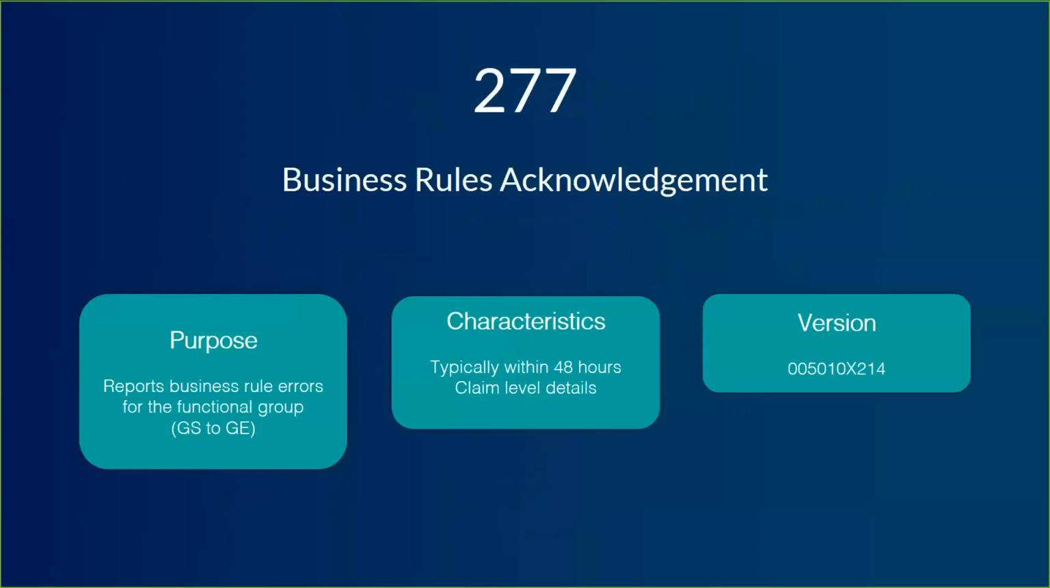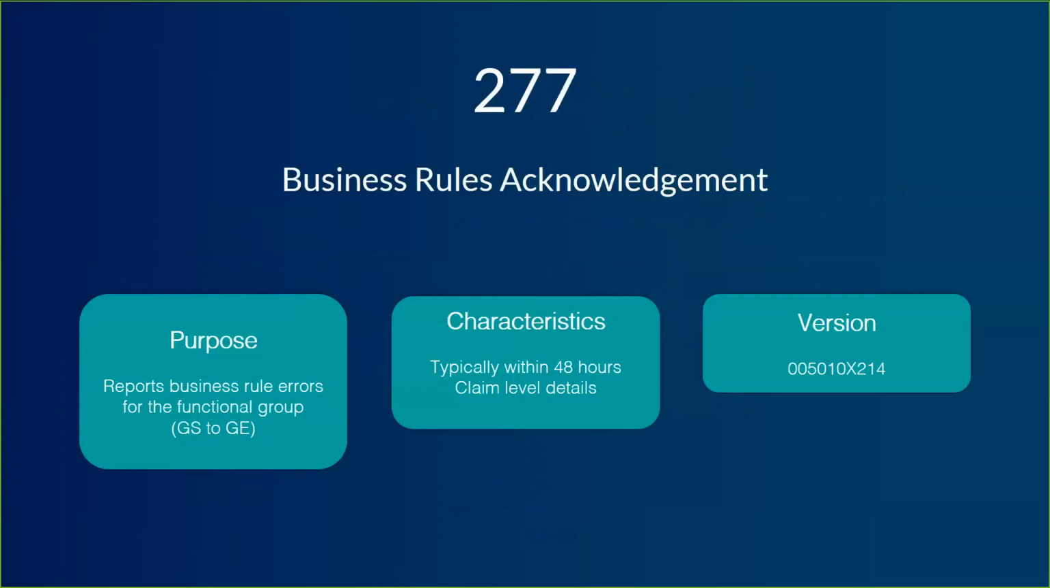In the characteristics, you'll see this is typically going to come back within 48 hours. And this one is much more common than the 999. So even if you don't get a 999, you probably will get a 277. Now, when they do come back, 48 hours is again kind of the longer end of that time range. I usually see them within a matter of hours.